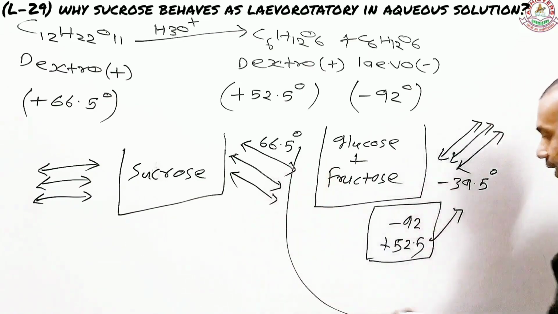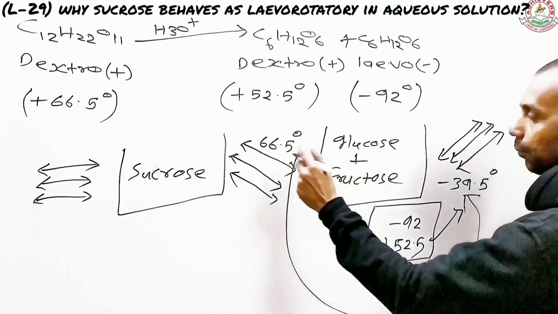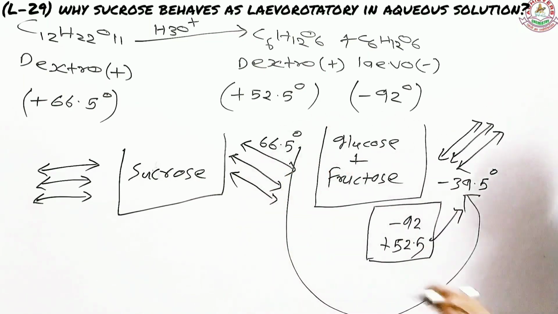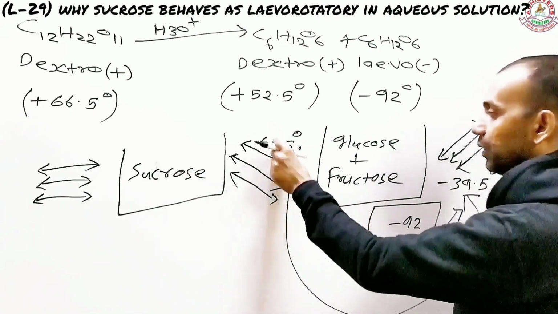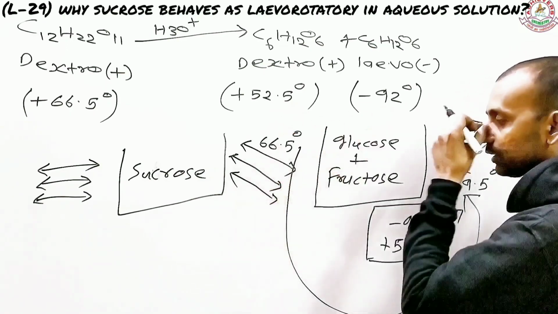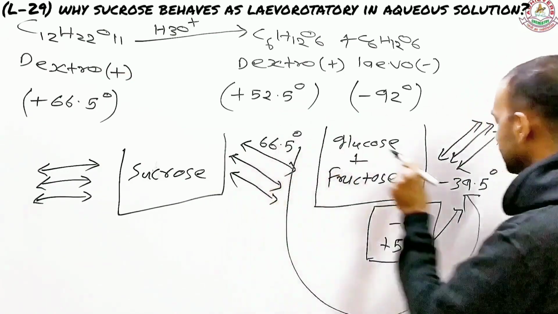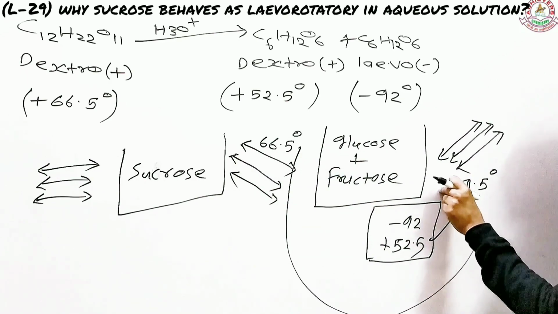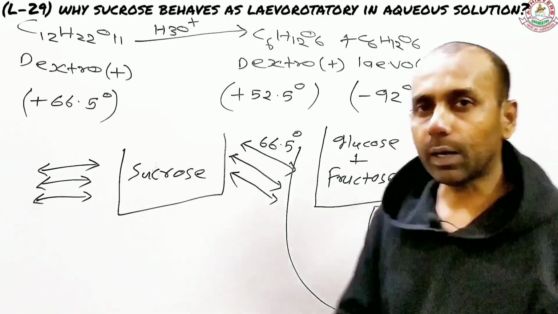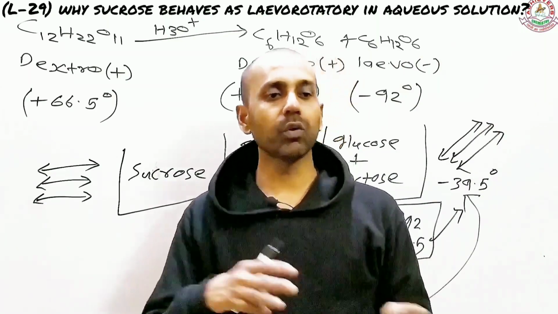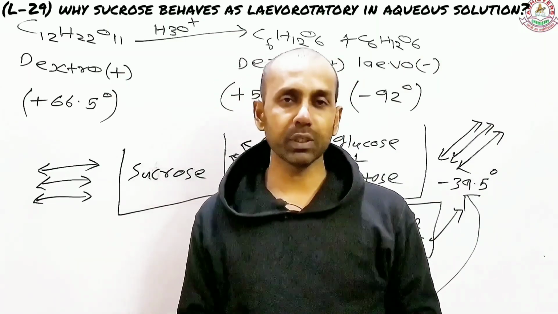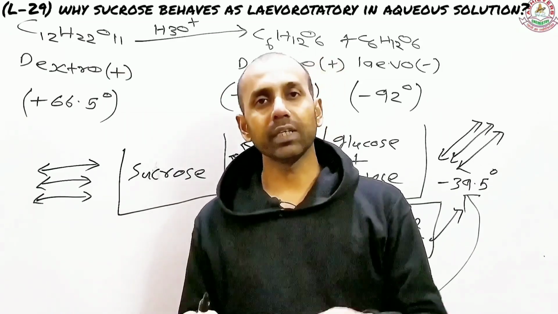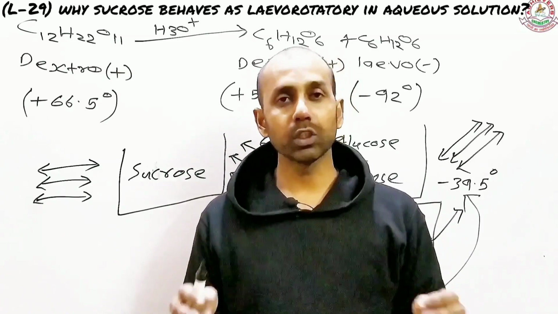Let me show you right here. So this is what is happening. Initially it is 66.5, but then it goes to minus 39.5. There it appears as dextrorotatory because of the positive sign, and this represents dextrorotation. But the overall rotation is changing towards the left side because of this minus sign. So sucrose, after it is dissolved and converted into an aqueous solution, changes from dextro to levo, and that's the reason sucrose in aqueous solution is also called invert sugar, right?